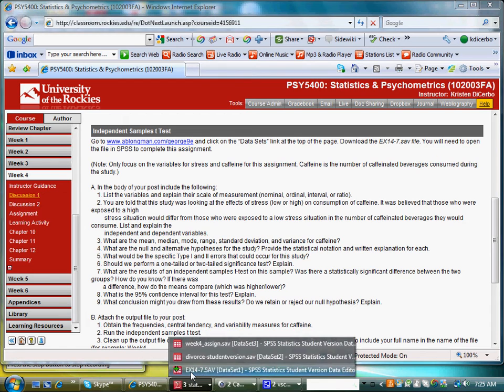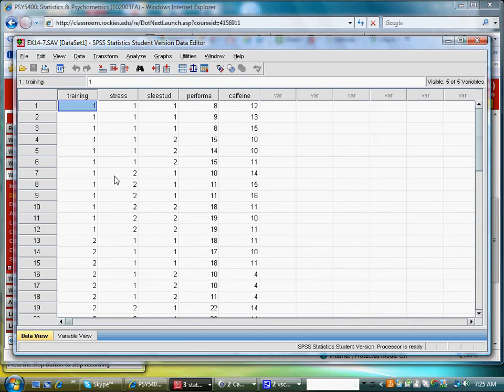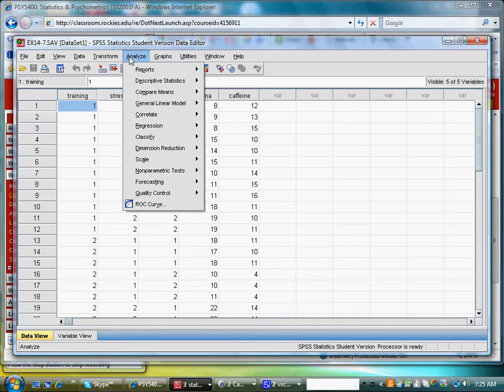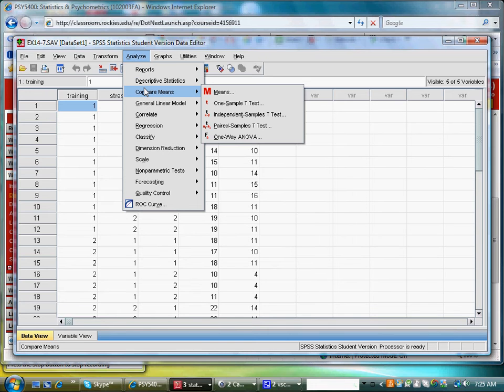So if we go over to that file, we see stress. Here's that stress variable, and the conditions are 1 and 2. So we're going to need to keep that in mind when we run this. And then here's our caffeine variable. So to run a t-test, we're just going to do analyze, compare means.